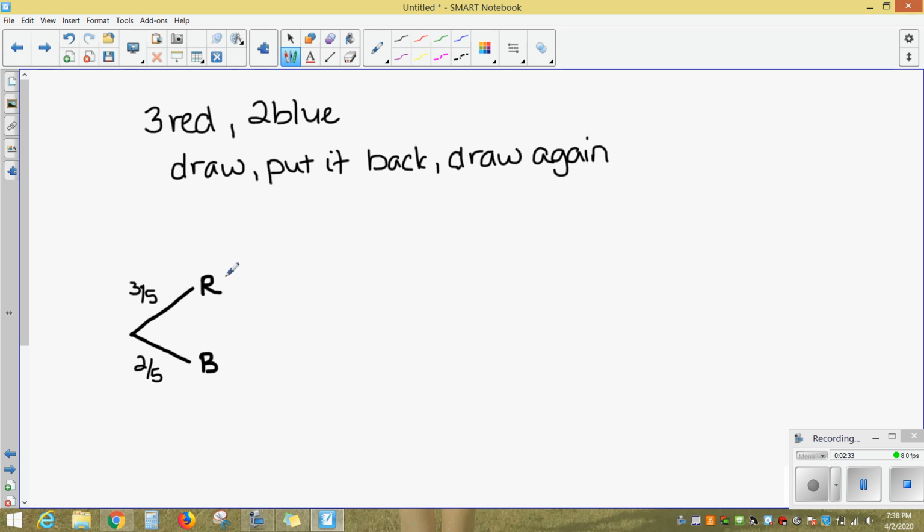Then I'm going to put the marble back in the bag, and I'm going to draw another one out. Now, because I put the marble back in before I drew another one, I still have a 3 in 5 chance of getting a red one, 2 out of 5 chance of getting a blue one.